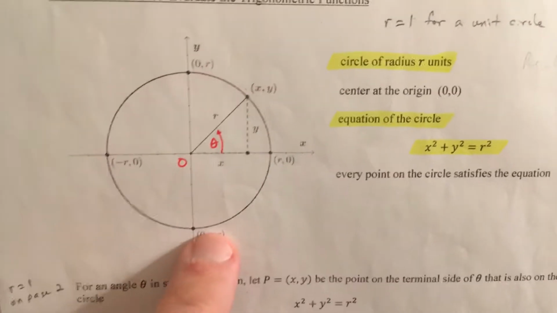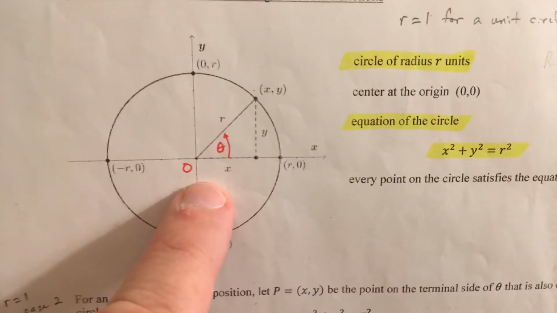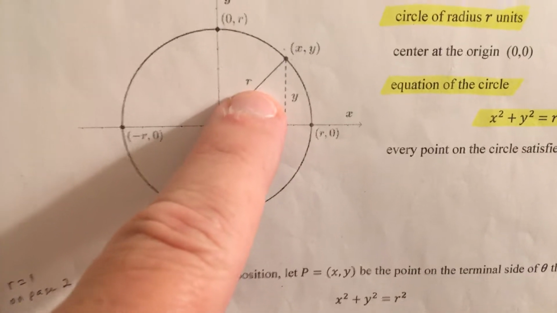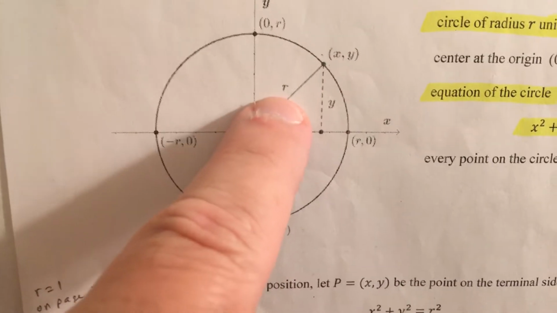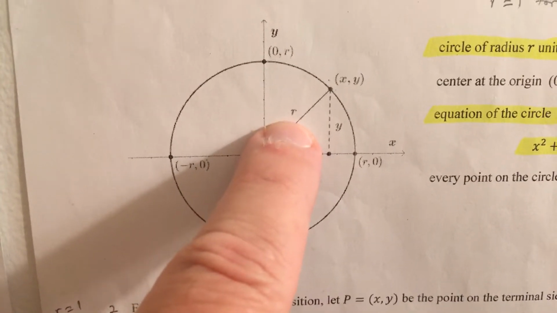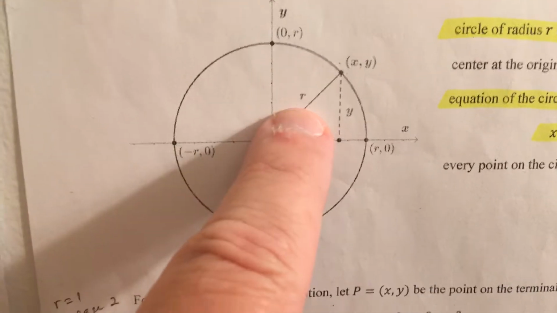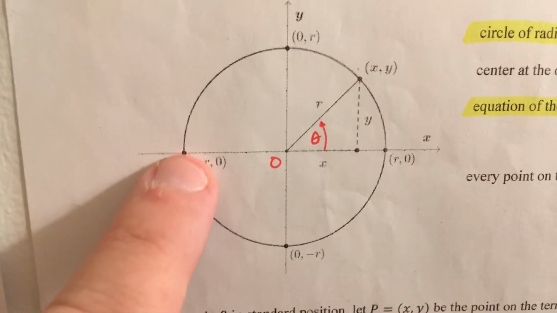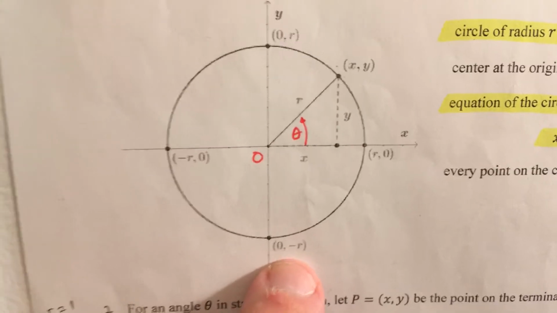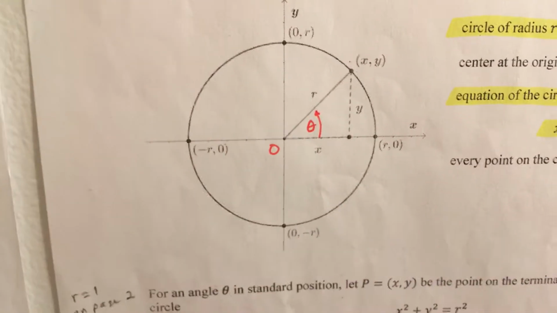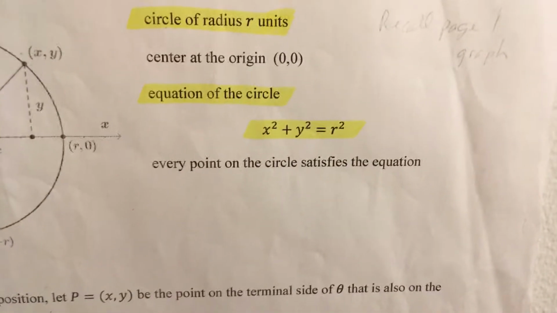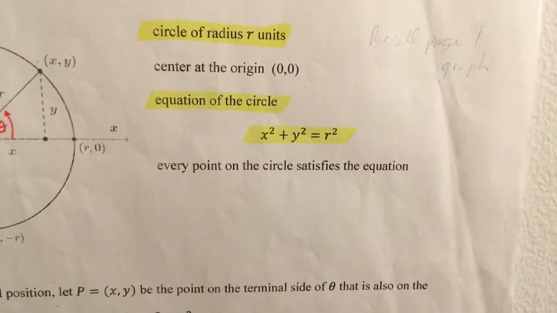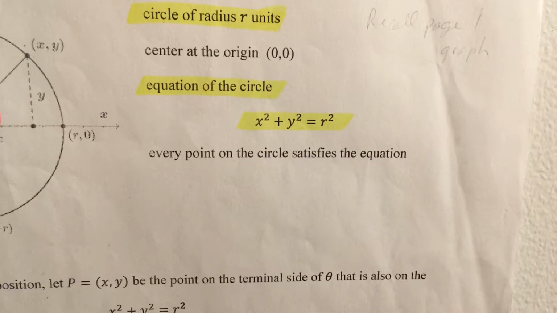So here we have the graph of a circle, center at the origin, and the radius of this circle is not 1 unit, it's r units. So r is some number different from 1. It's greater than 0, but it's not equal to 1. And you can see that where the circle crosses the axis, r doesn't equal 1 in that case. So the equation of this circle is x squared plus y squared equals r squared. On page 2, when the radius is 1, r squared is equal to 1.